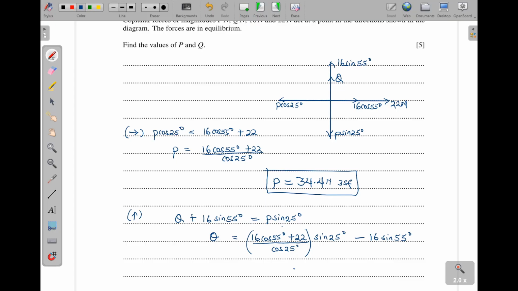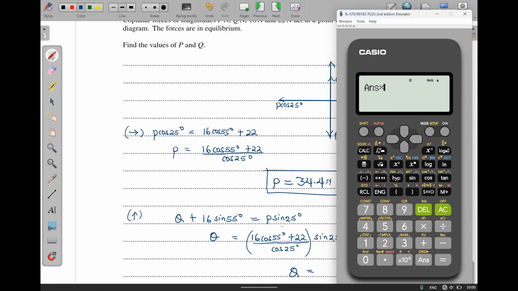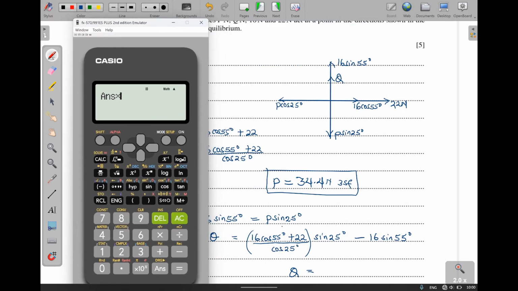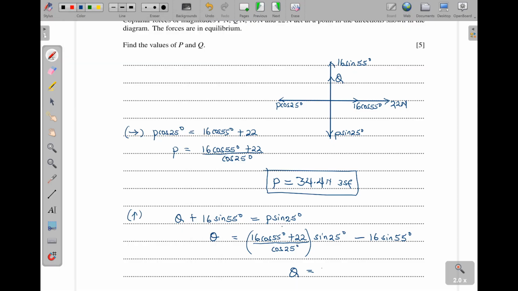Since we have our answer for P on the calculator, I'll just use that answer times sine of 25. What do we get from the calculator? This times sine of 25, then subtract 16 sine of 55, and we get our answer as 1.43 newtons to 3 significant figures, and that is that.